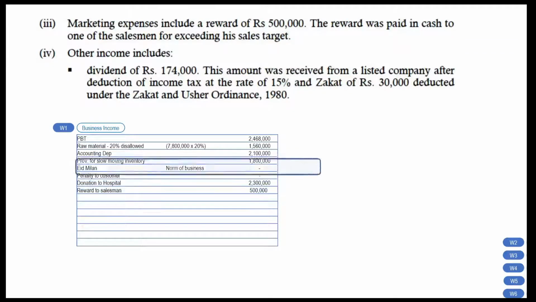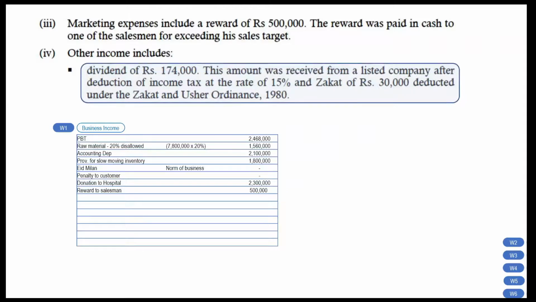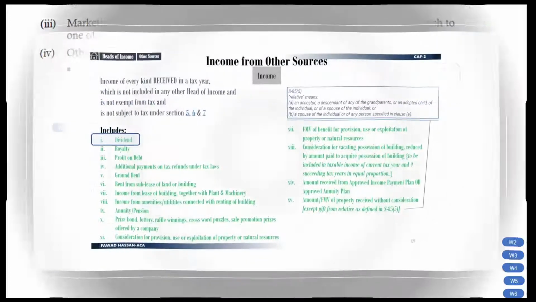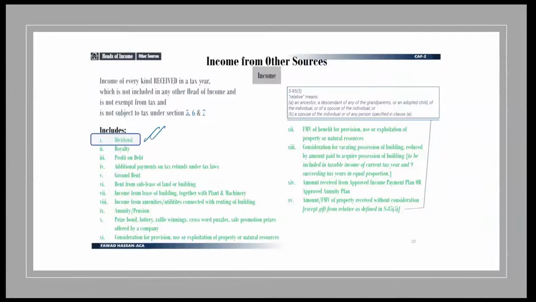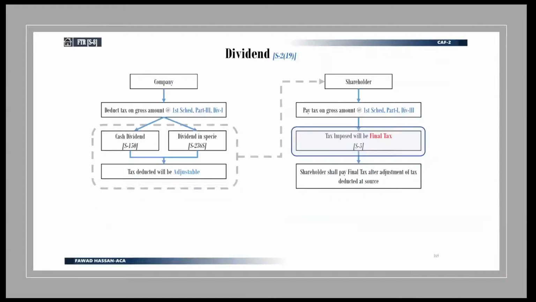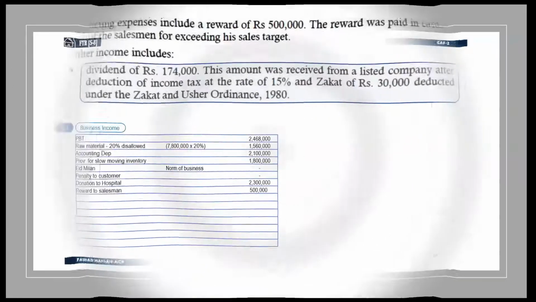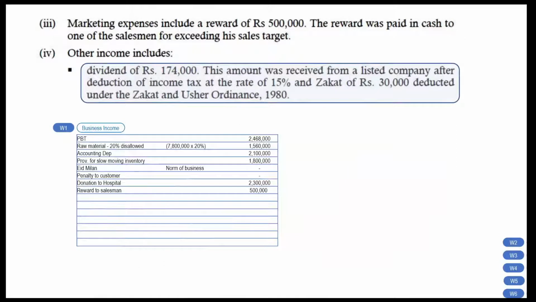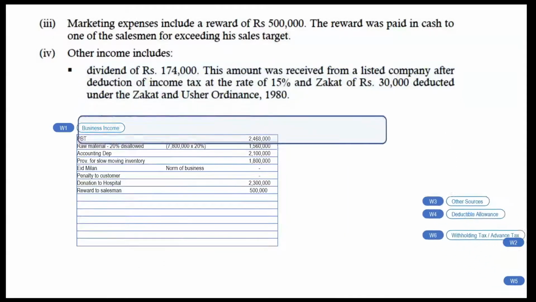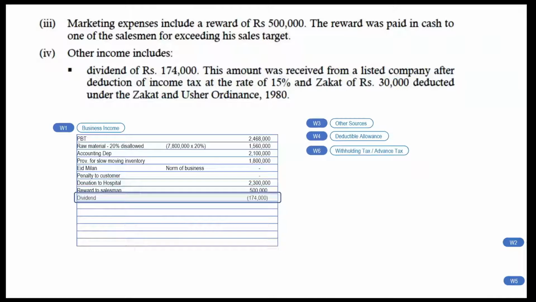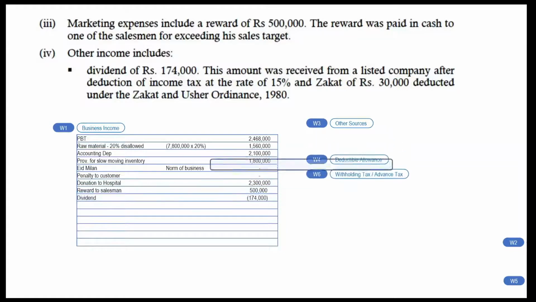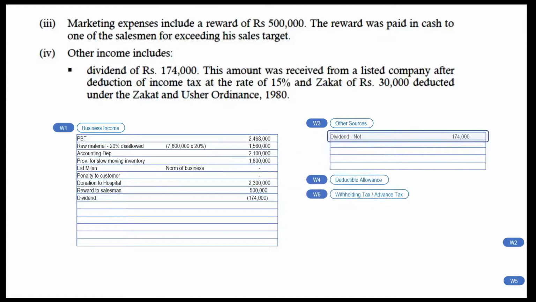Next information is about dividend, which has been added to the profit figure as other income. Recall notes slide for income from other sources. Dividend is part of income from other sources. Also recall notes slide for separate taxation. Tax imposed on dividend is final tax. Refer back to your solution. In order to include dividend in correct head of income, first deduct amount of dividend from business income. Now mention it under correct head of income, which is income from other sources.